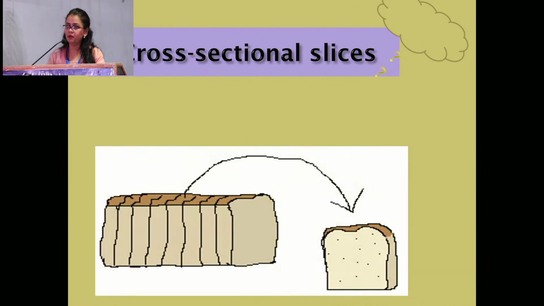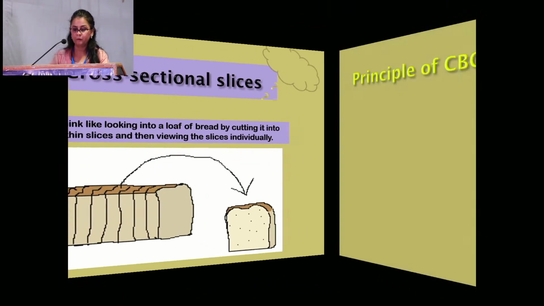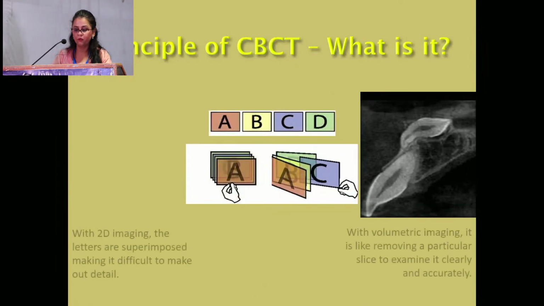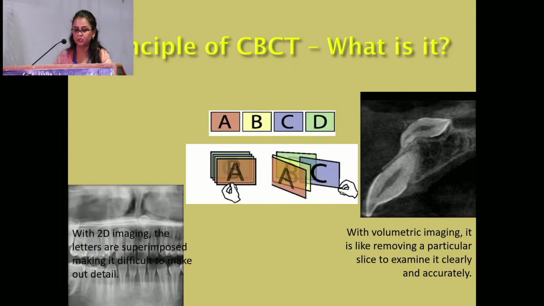So the basis for CBCT is that you just take out one slice of the number of scans that are present, and you can observe that slice. It's just like removing one slice from a pack of cards, and you can observe those slices properly in all the three dimensions and give an accurate diagnosis.